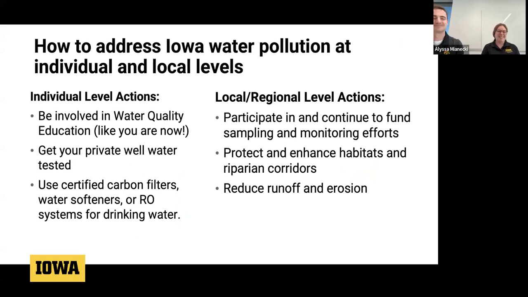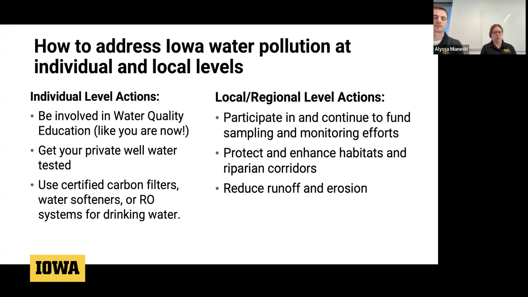I would highly suggest that if you're on a private well, you get your private well water tested at least once a year. A general homeowner test will run you about 60 bucks, and it'll be for things like nitrate, conductivity, pH, and bacteria. You can reach out to your local community health department or county health department, and they can help set you up with that testing. And occasionally they have grants as well to get them at almost free cost.